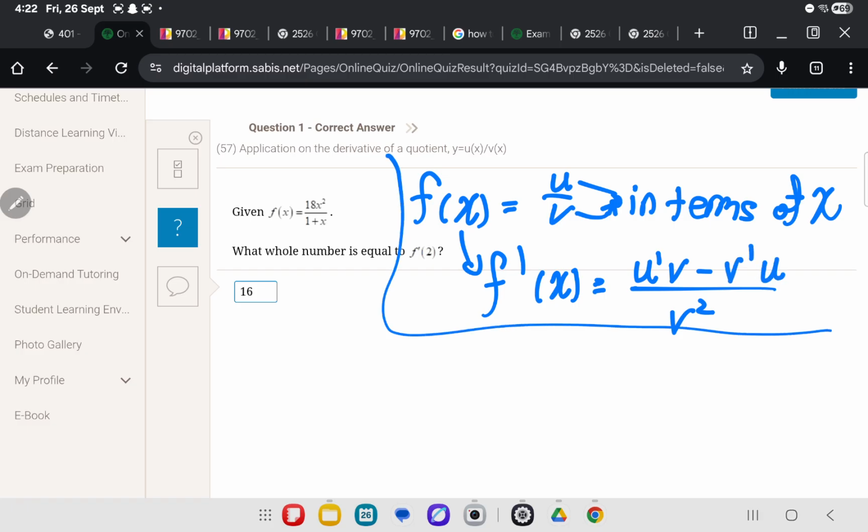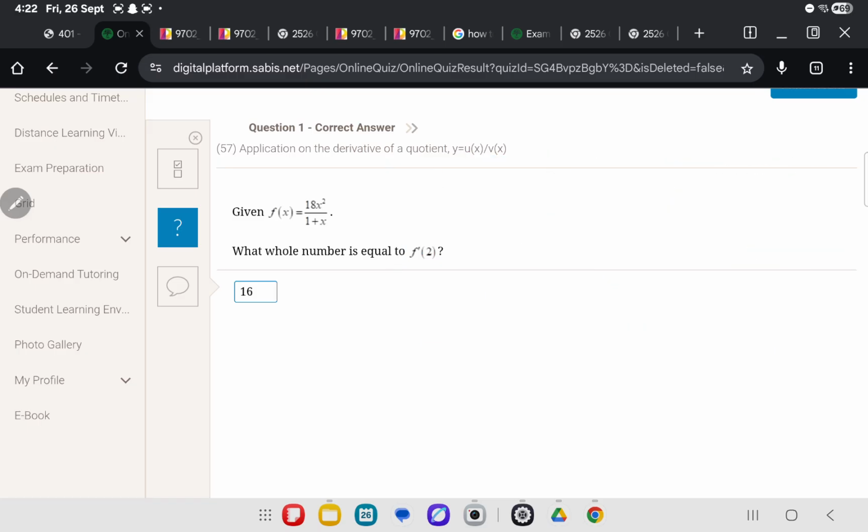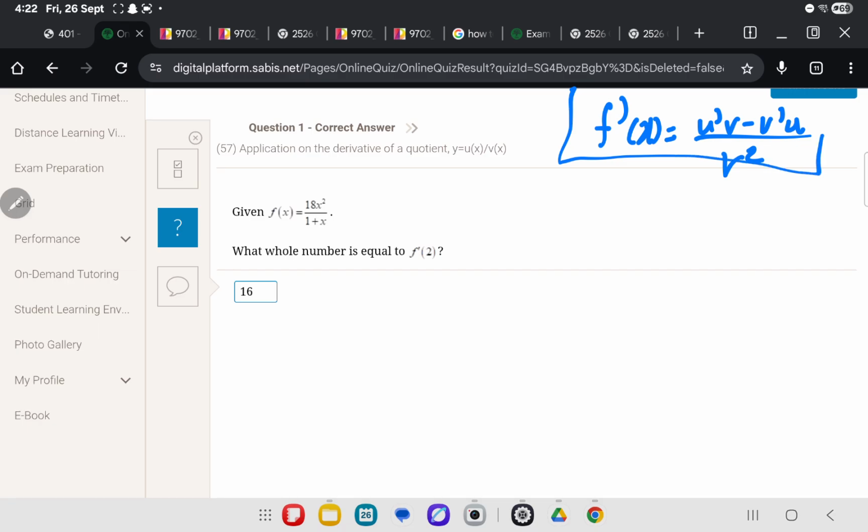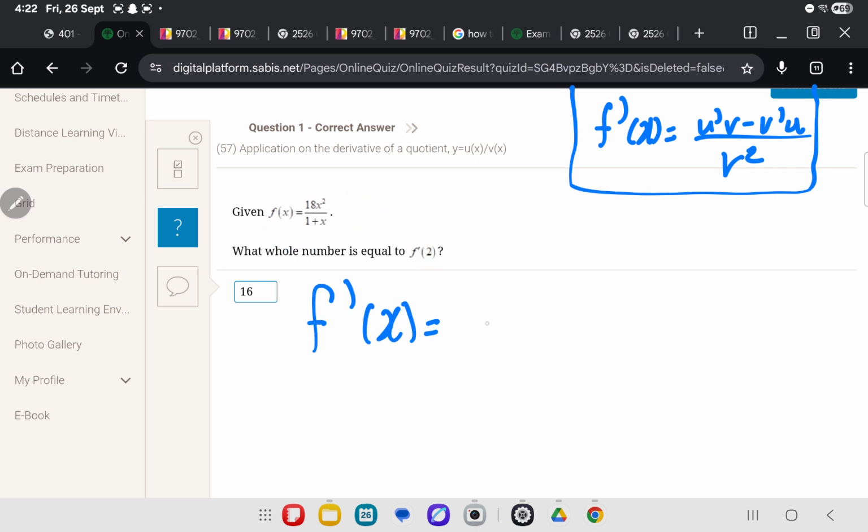Now this is the rule, and I'm going to keep it up here for a bit. So f prime of x is equal to all over v squared, u prime v minus v prime u. So we have this. Now we want the derivative of this function, and then we're going to substitute 2. So here in our case, f prime of x is going to be v squared, so 1 plus x squared. We're not going to expand this. We're going to leave it like this.